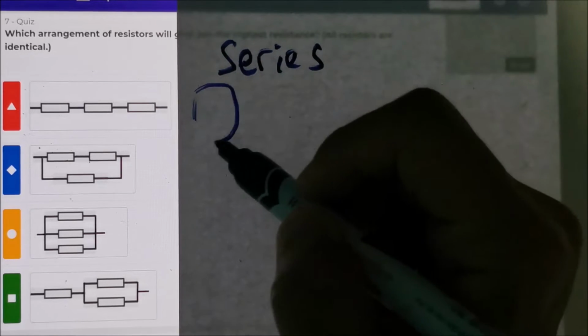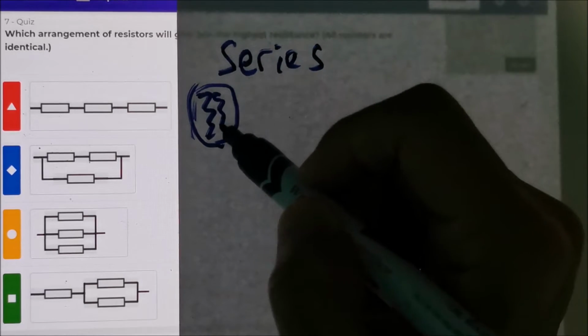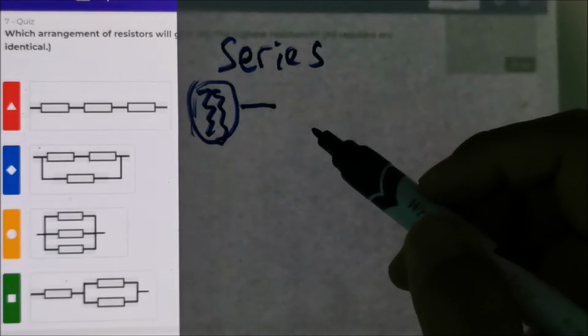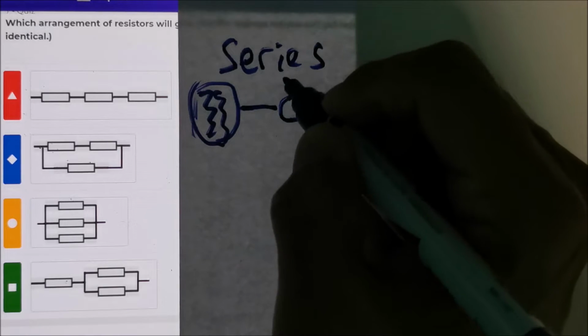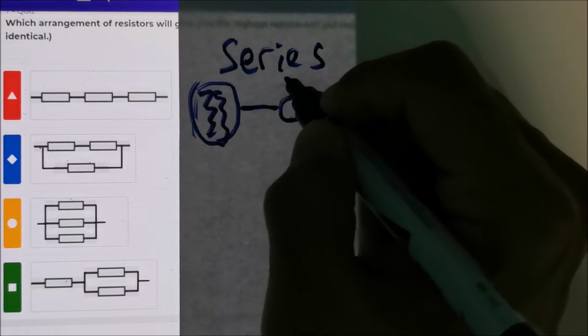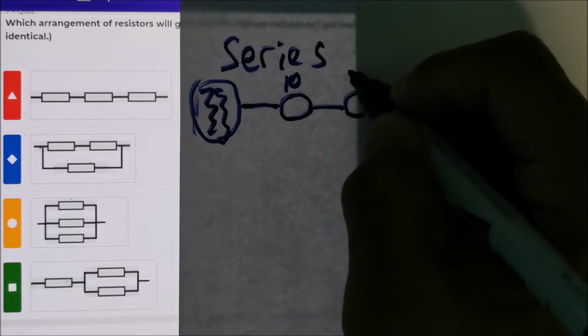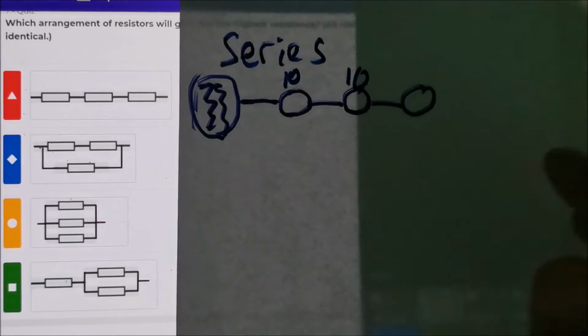Let me give you an analogy with your class. Everybody in your class is here. Then your PE teacher asks you to do 3 stations: station 1, station 2, and station 3. The 3 stations represent the resistors down here. At every station, the first one, you have to do 10 push-ups. The second one, also another 10 push-ups.